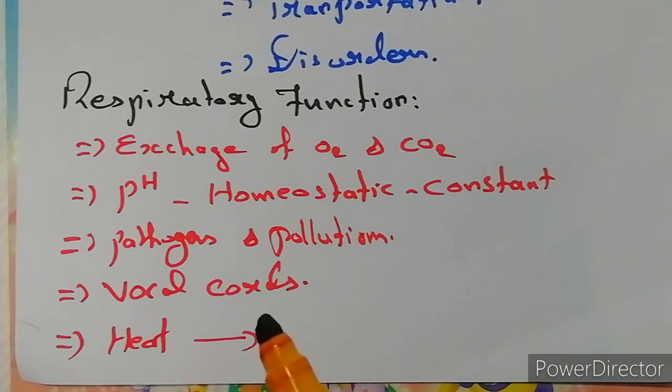Fine. So, exchange of oxygen and carbon dioxide; maintaining the homeostatic condition of the pH level; protecting the body from pathogens as well as pollutions; maintaining the vocal cords for better communication; and eliminating heat also. So that is the respiratory system function. Fine.